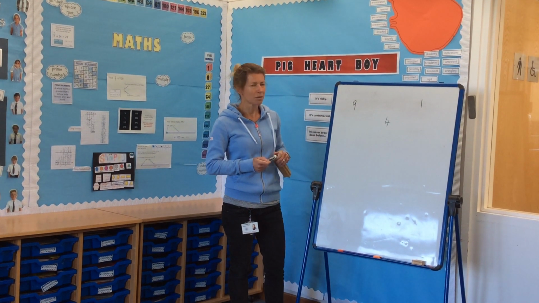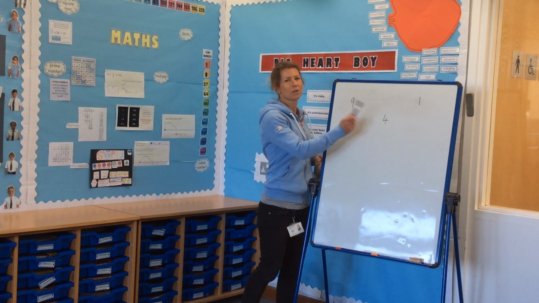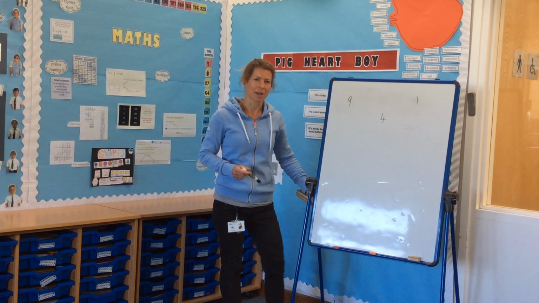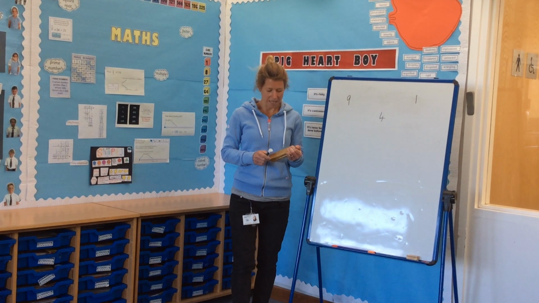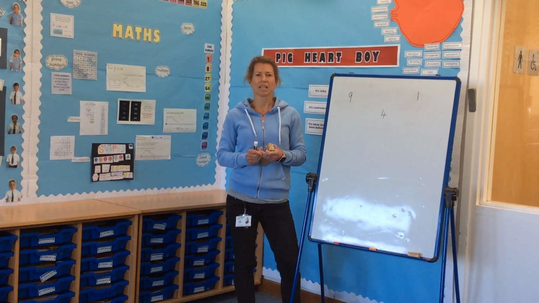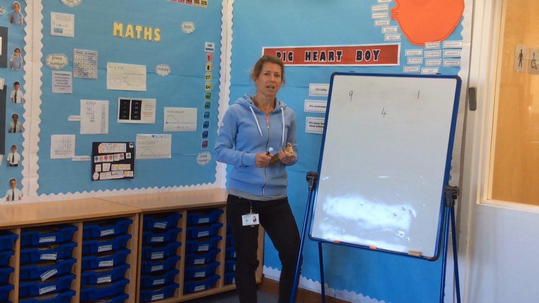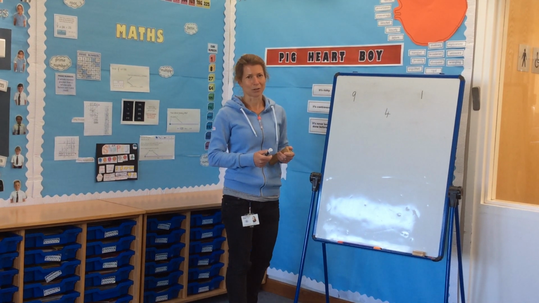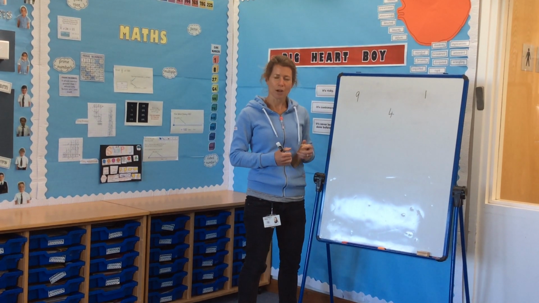So have a look at the numbers on the board. These are the numbers 9, 4 and 1. What do you know about them? Have a think. Make sure that you've got today a whiteboard and a pen and a rubber. If you haven't got one of those, don't worry. You can just as easily use a piece of paper or some sort of book and your pencil. So have a look at the numbers. What do you know about them?